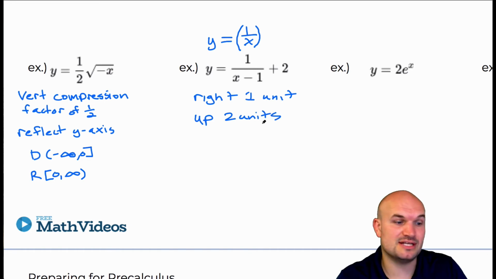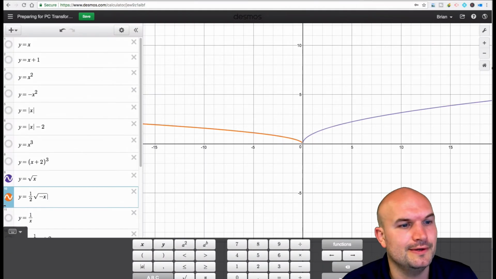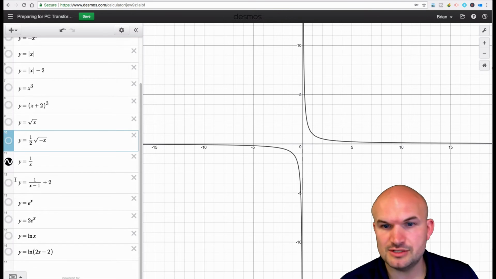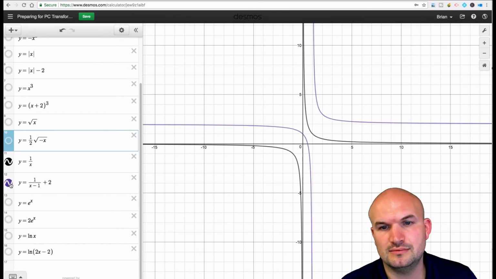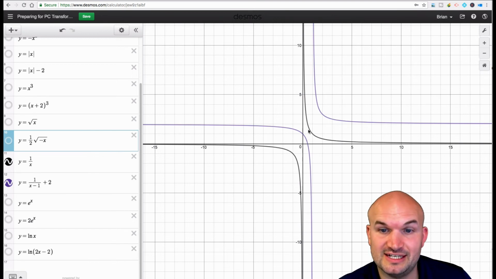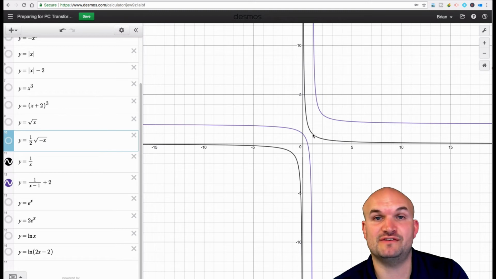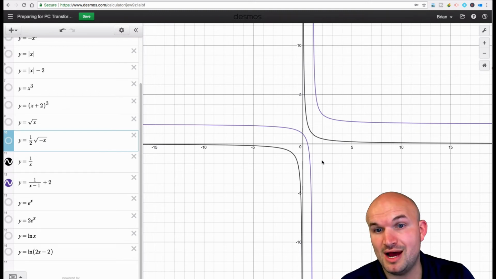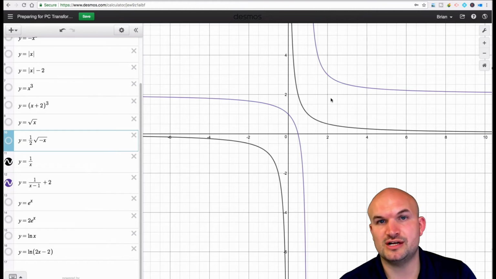Okay, so now let's take a look at the graph and see how well I did based on our understanding. So there's our parent graph, right? And then look at this. You see that the graph did get shifted 1 to the right. This asymptote here that was at x equals 0 has now gotten shifted over to the right at x equals 1. And then my horizontal asymptote, which was at y equals 0, has now gotten shifted up 2 units to y equals 2. Right? So you can see here how those transformations work.